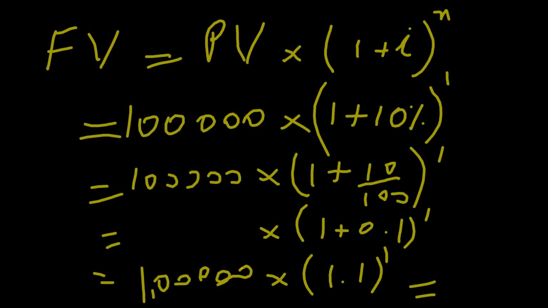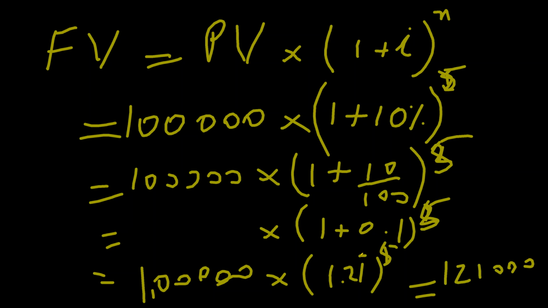So this comes out to be 110,000 rupees. But what if the value was 2? If this was 2, then it would be 1.21. And the answer would have been 121,000. Similarly, you can have 5 years, and this value would have been different. You got me? Yes, sir. So this is a simple formula. So if you consider this formula, then probably I can reverse this formula.